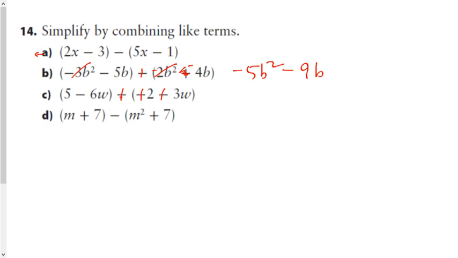Gather your like terms. Don't gather your 5s first. Gather your W's. Combine those, you get -3W. And a +2 and a +5 make a +7. And finally, keep, flip, change.